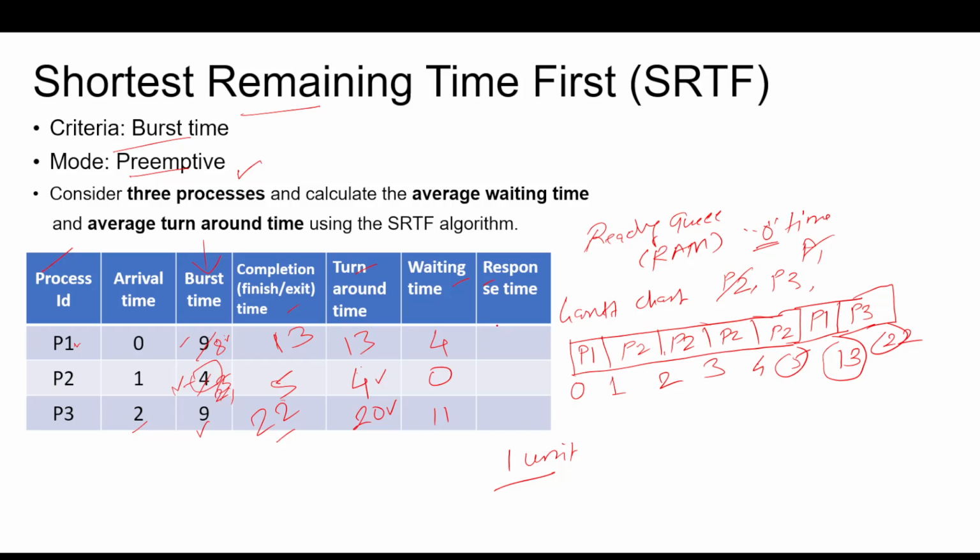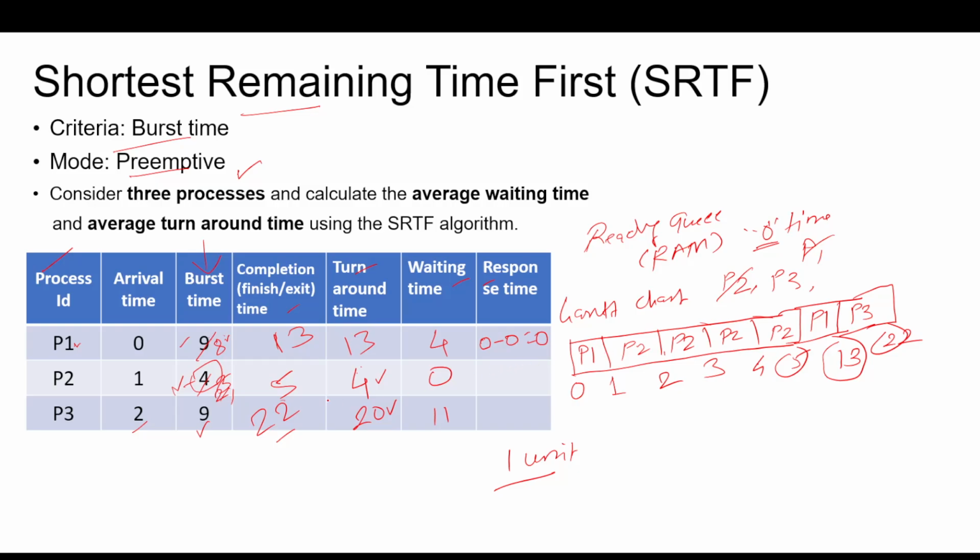And lastly, response timing is there. Response time means the time when we initially assign the CPU to that process. When initially we are assigning at the 0 timing, you can see we are assigning the CPU to process 1. So that timing minus arrival time. So the initial timing for process P1 is 0 minus arrival timing 0. So response timing is also 0.